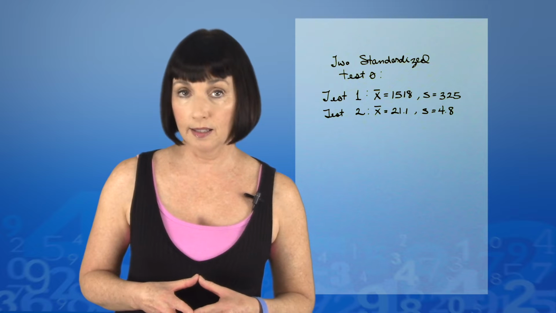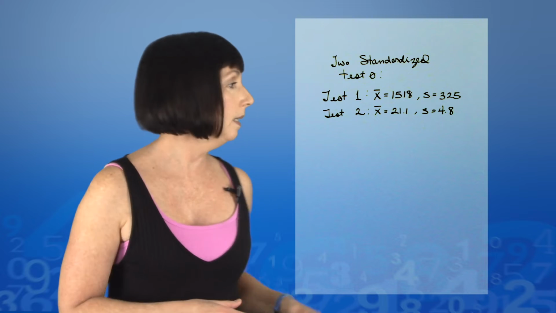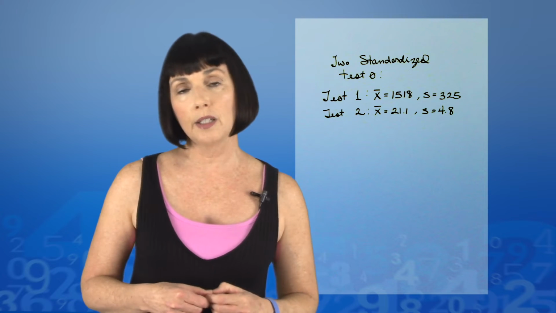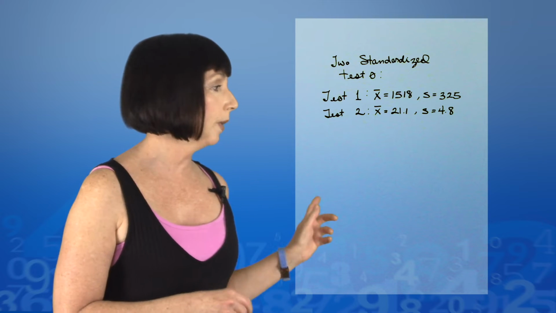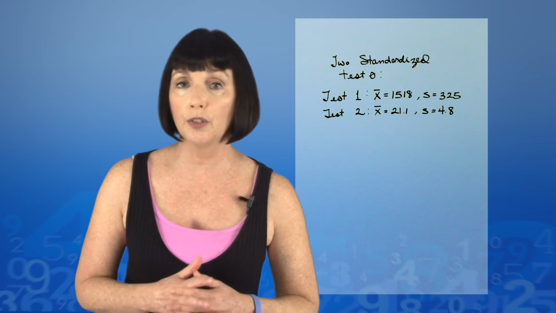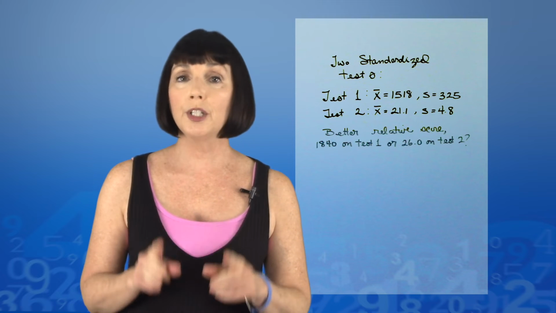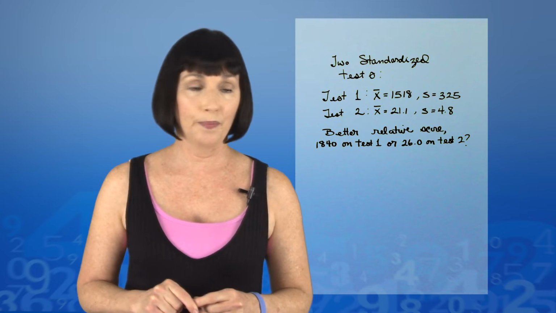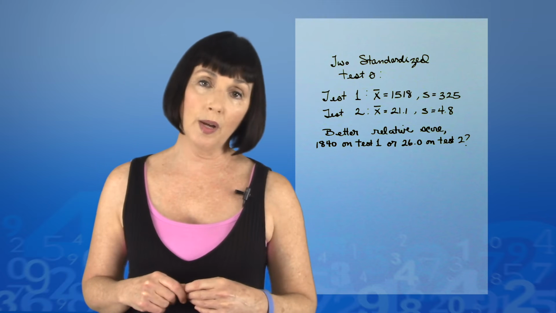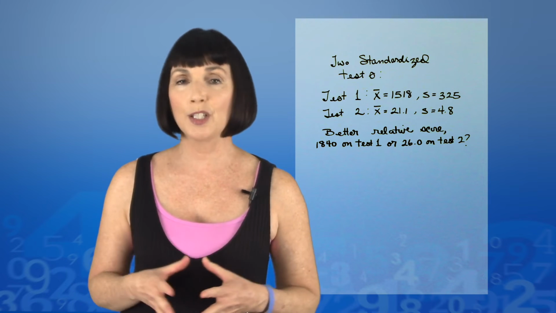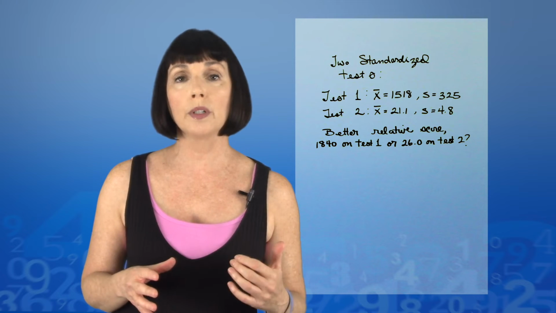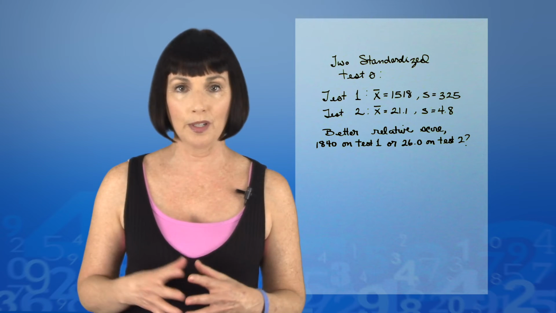Here's our next problem. We have 2 standardized tests. Test 1 has a mean of 1518 and a standard deviation of 325. Test 2 has a mean of 21.1 and a standard deviation of 4.8. Which is the better relative score? 1840 on test 1 or 26.0 on test 2? We can answer this question by turning these scores into their respective z-scores.